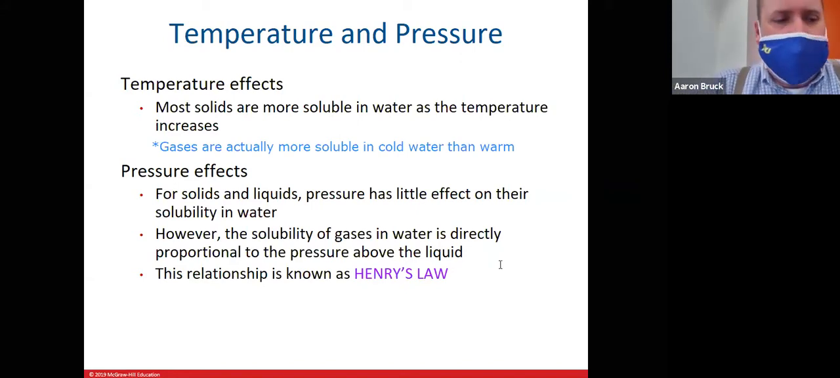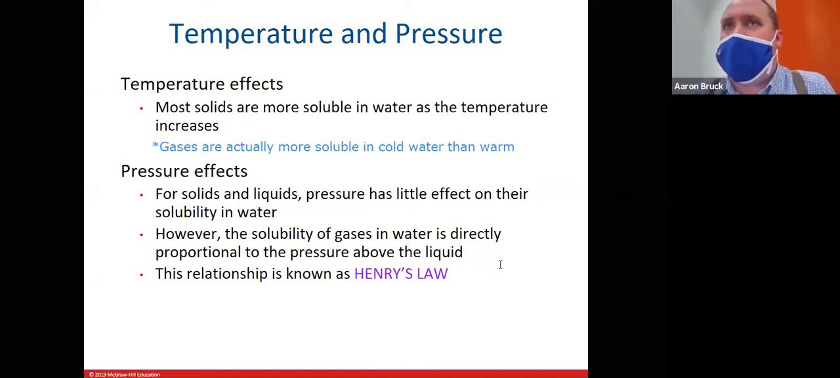For pressure, though, it's interesting. Pressure really has no impact whatsoever on the solubility for solids or for liquids. If I increase the pressure of my reaction vessel to 4,000 psi, it's really not going to change how much salt I can dissolve in water. It's not going to really impact how much alcohol I can dissolve in my water either.